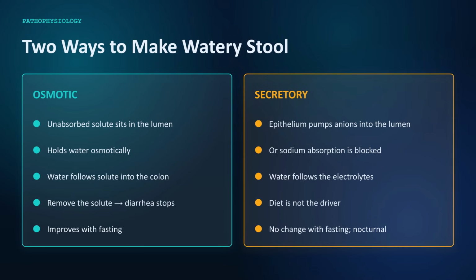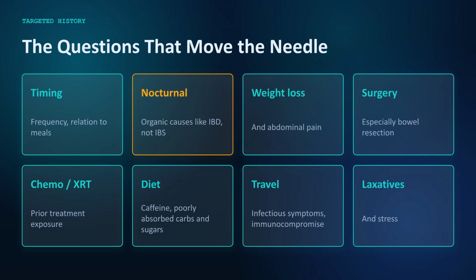On the right is secretory diarrhea. Here the epithelium actively pumps anions, mostly chloride, into the lumen, or sodium absorption is blocked. Water follows the electrolytes. Nothing in the diet drives it, so fasting changes nothing, and it continues at night. One practical consequence: asking the patient what happens when they do not eat is essentially a bedside version of the stool osmotic gap. Let us formalize the history.